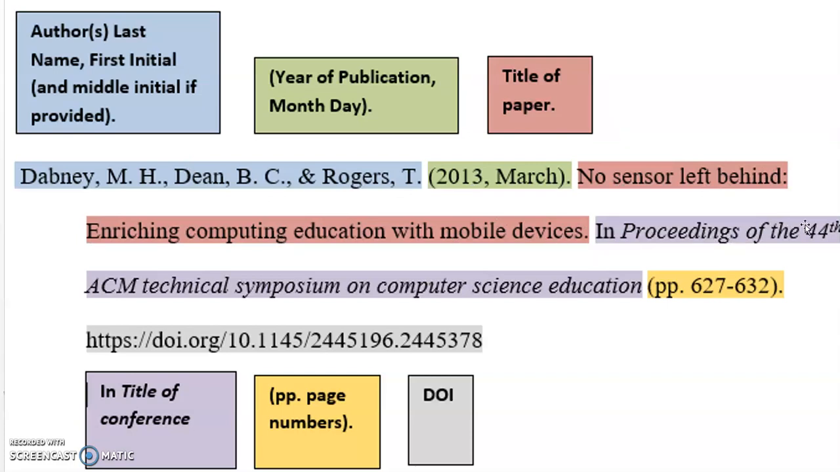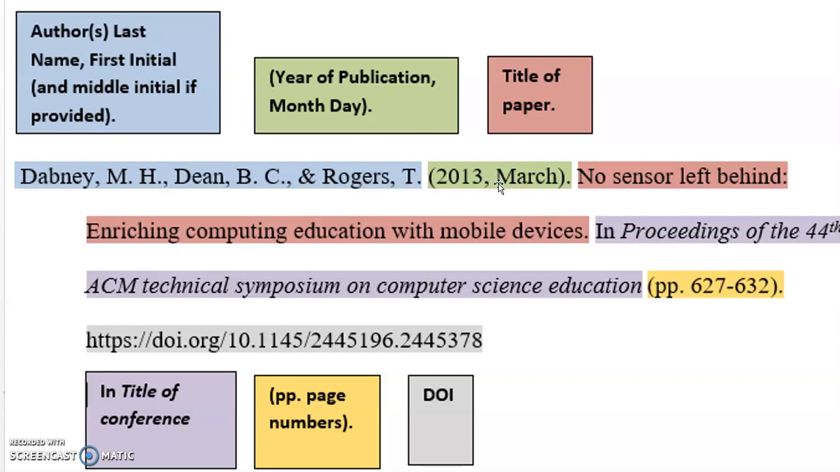Then this is the name of the journal or the workshop or the seminar, or the conference in which it was presented. So if it is a journal name, again, it's going to be in italics. If it is the name of a proceeding in a conference, again, it's going to be in italics. In the proceeding of the 44th ACM Technical Symposium on Computer Science Education, page 627 to 632, this is going to be there. And if you have a DOI, for example, a link, you're going to paste that at the end also.